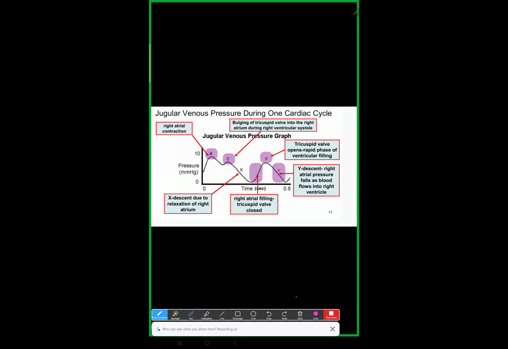And then we have this X descent as there is relaxation of the atrium. The aortic valve has already opened up, so blood is going from the ventricle to the aorta, and so now the atrium is relaxed. And then at this part, the right atrium is starting to fill up with more blood, and that's why the pressure is increasing again. And then here at V, the tricuspid valve opens, so we have a little bump, the V wave. And then we go down to a Y descent as the atrial pressure falls because the blood is moving from the atrium to the ventricle.